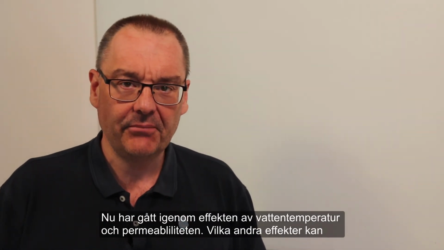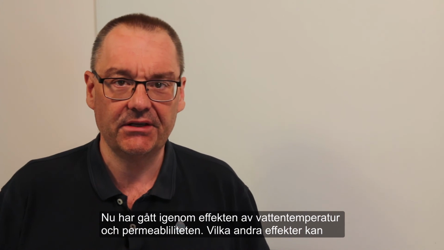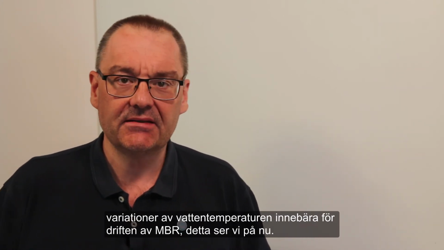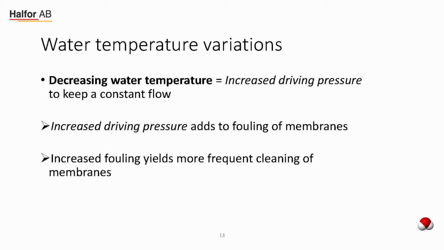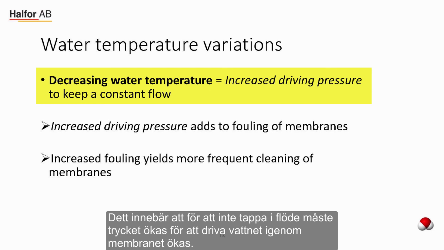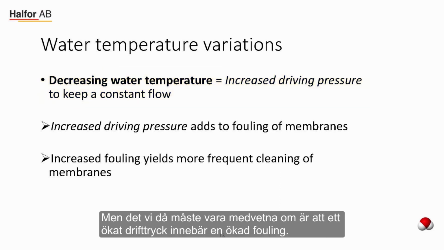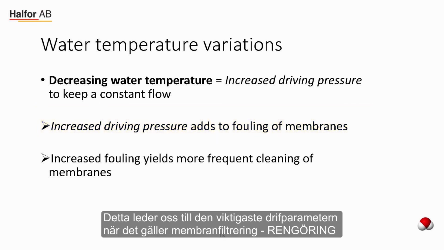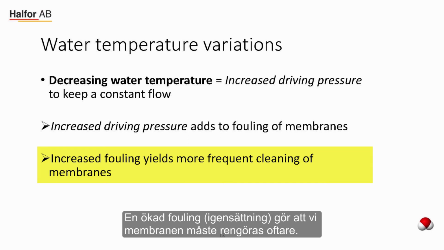Now we have looked at the impact of the wastewater temperature variations over the year. What other effects might these temperature variations have? That we're going to answer with this slide right now. When you have a decreasing water temperature, that means that you need to increase the driving pressure in order to keep the same flow, to keep a constant flow. An increased driving pressure adds to the fouling of the membranes. That in turn brings us to a key point when it comes to membrane filtration, cleaning of the membrane. Increased fouling yields more frequent cleaning of the membranes. This we will talk about in a very short while.